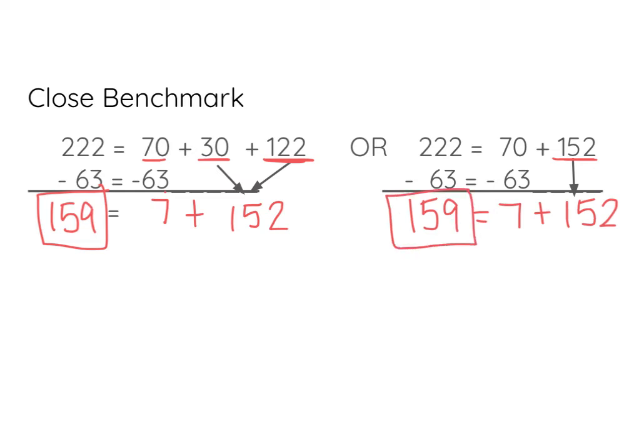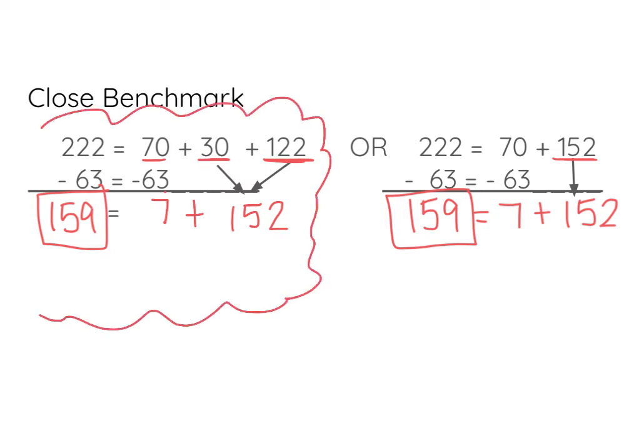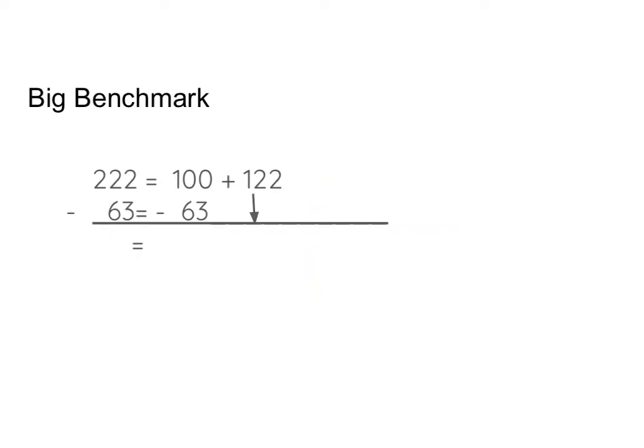Like I've said, if you're going to do close benchmark, this is the way that I really feel is the easier way to do it. Just don't forget to add both numbers together when you bring them down. Okay, let's try the big benchmark.